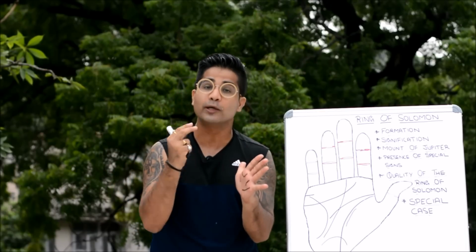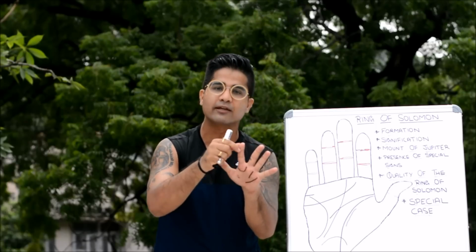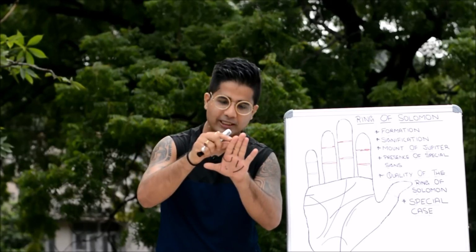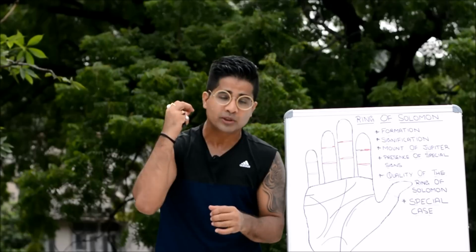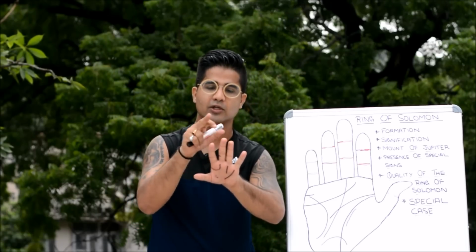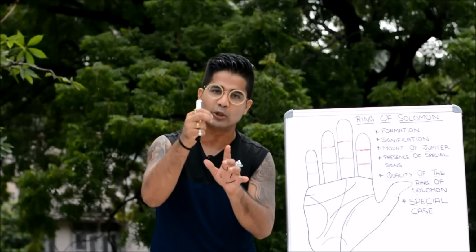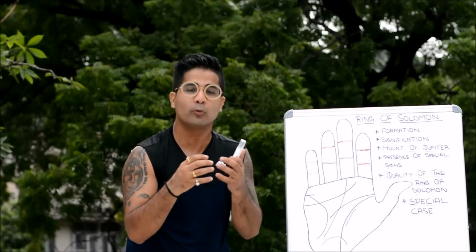The color would remain bright, and as we are discussing the mount of Jupiter, we also have to give equal significance to the finger. If the finger would remain longer, let's say, whenever it comes to checking the length of the index finger, we always check it in comparison with the ring finger. So we'll also find the index finger to be longer, and along with that the index finger to be high set on the palm. So what do I mean by high set?